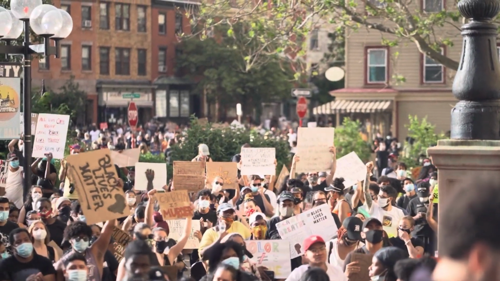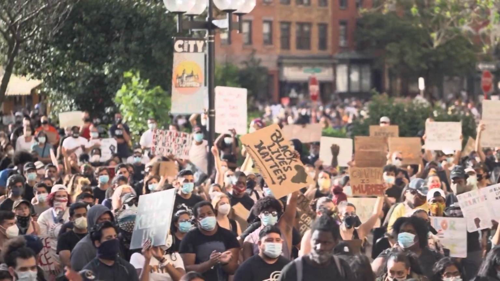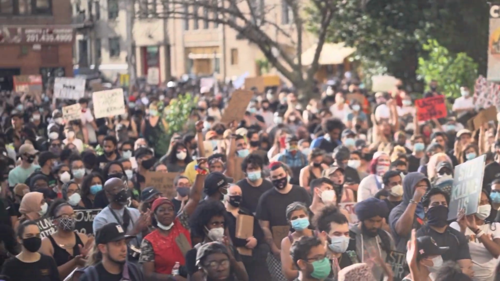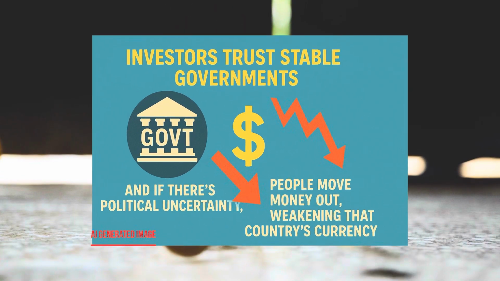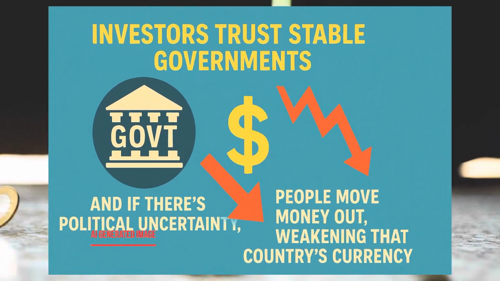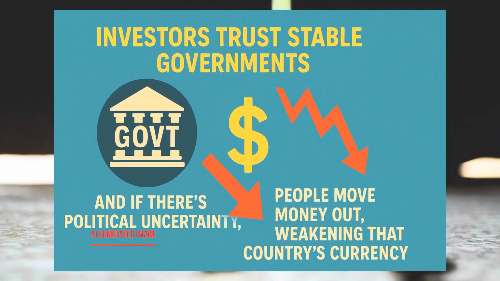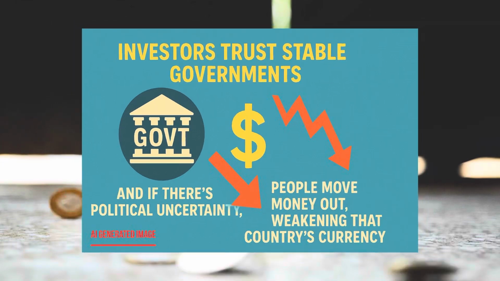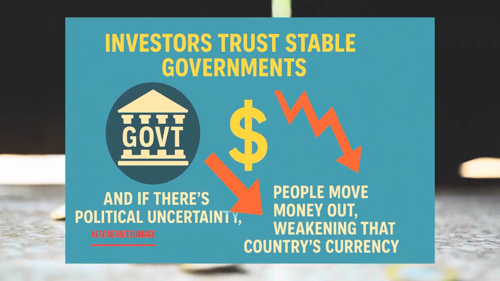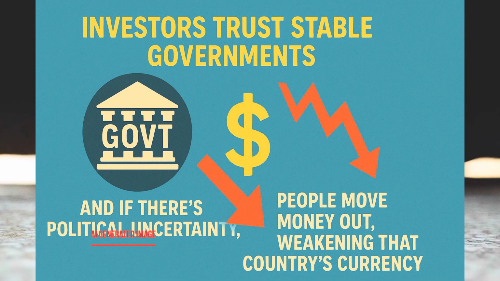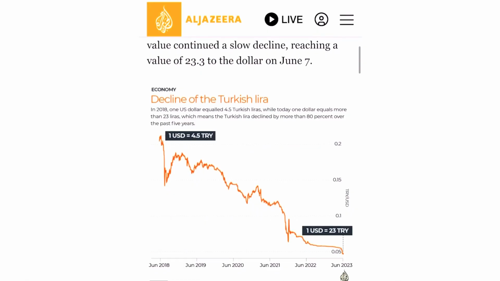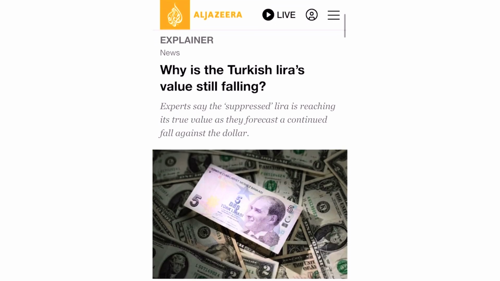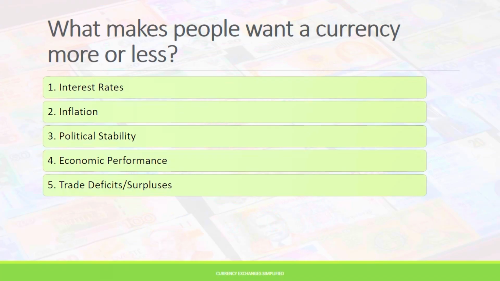Now, political stability. Imagine you are an investor. Would you put your money in a country with protests, government instability, or a financial crisis? No, right? Investors trust stable governments. And if there's political uncertainty, people move money out, which weakens that country's currency. For example, the Turkish lira fell massively during political tensions and policy uncertainty.